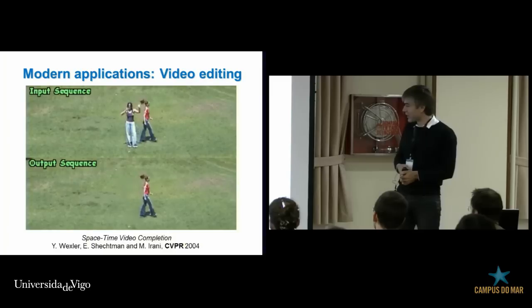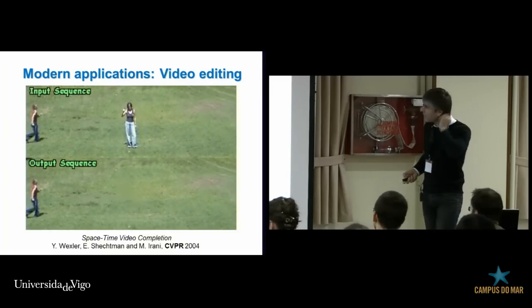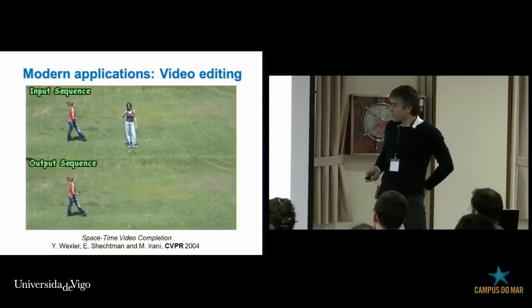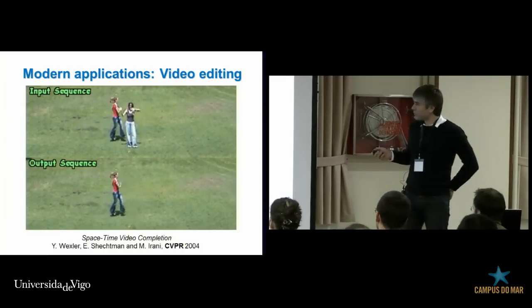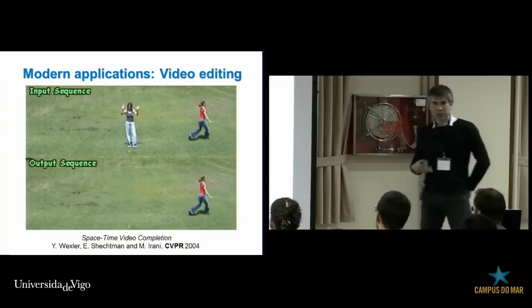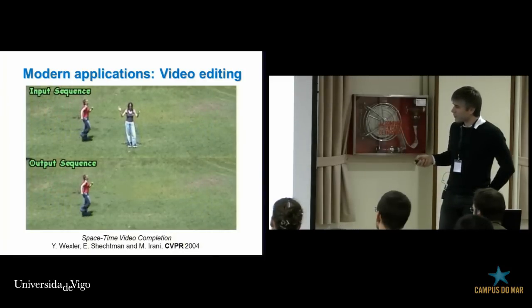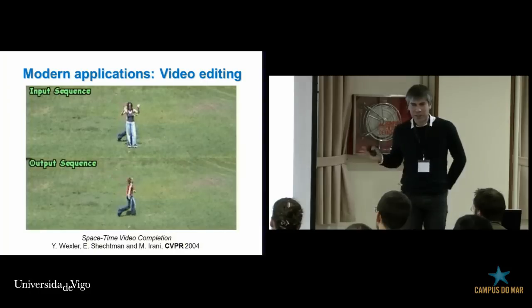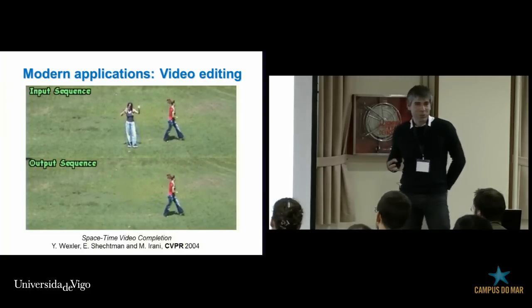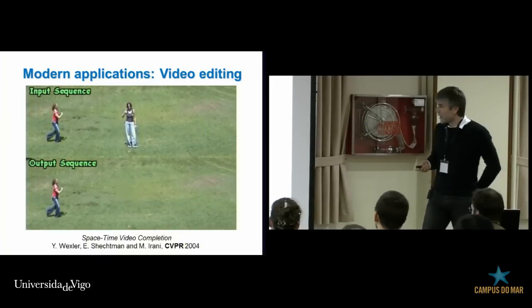Here is another example from a quite recent paper, 8 years ago, where we see video completion. For example, maybe you've seen some methods on image completion. This is an analogy: if you want to remove a person, we can do it. And actually here the method is very simple. It doesn't know anything about high-level person actions and so on.